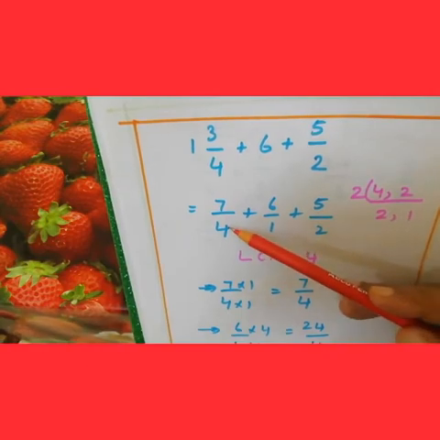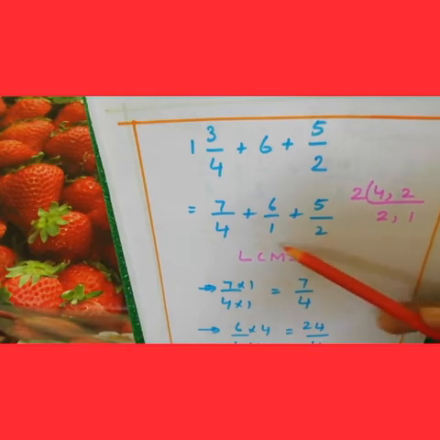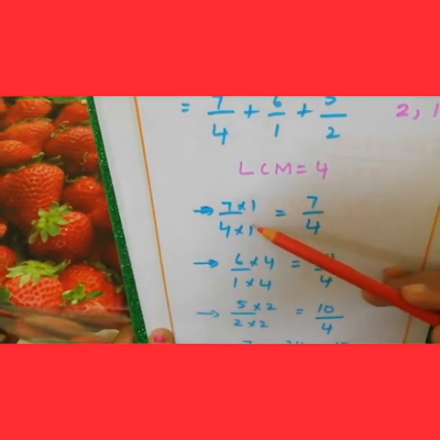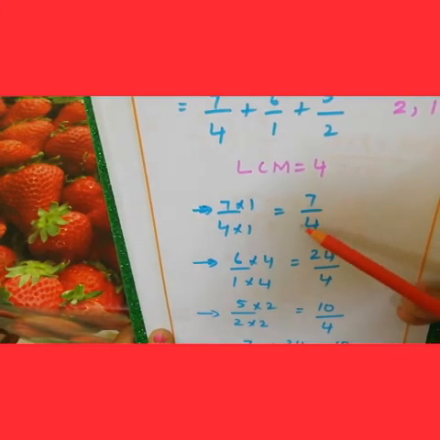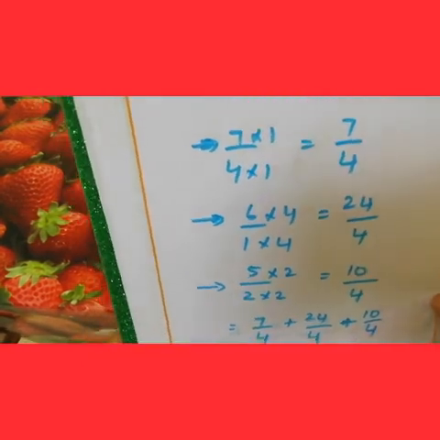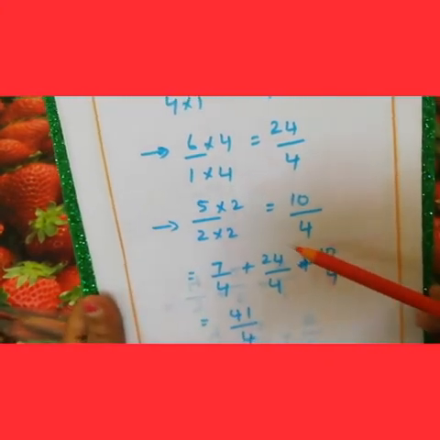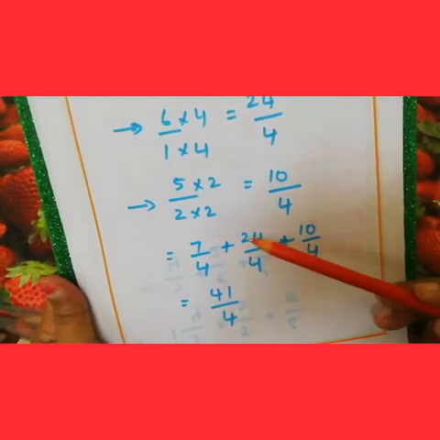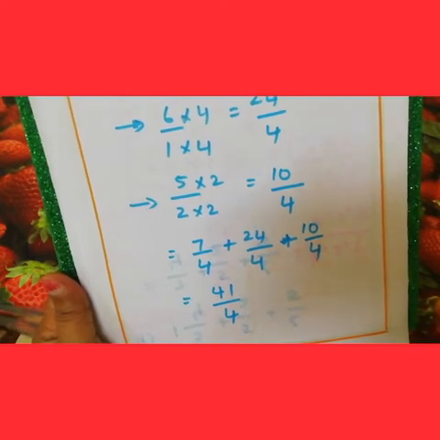So here also, in order to make the denominator the same, take the LCM. LCM of 4, 1 and 2 is 4. Now you know the calculation. Make every denominator the same. So in that case, after calculation, you will finally get 7 by 4 plus 24 by 4 plus 10 divided by 4. Adding the numerators, you will get 41 divided by 4.